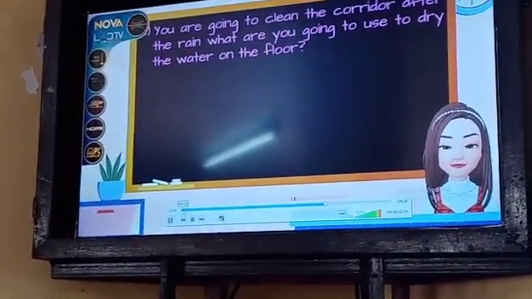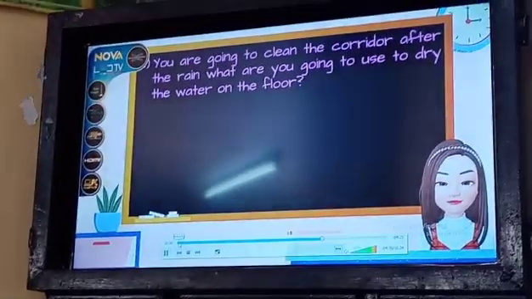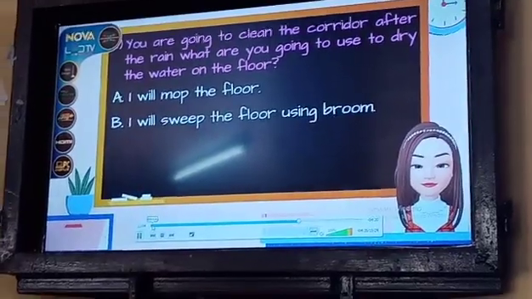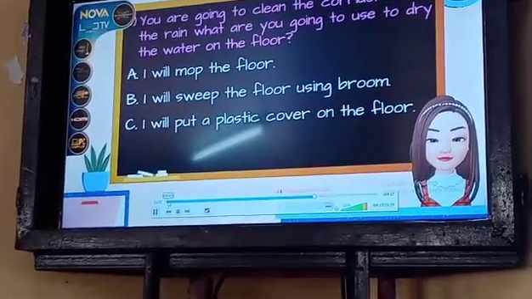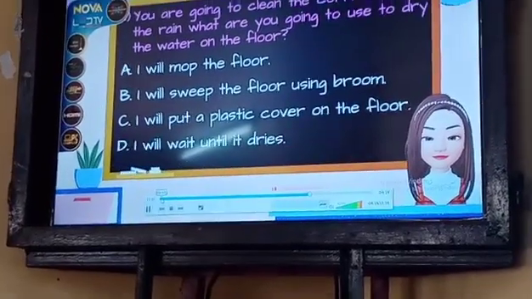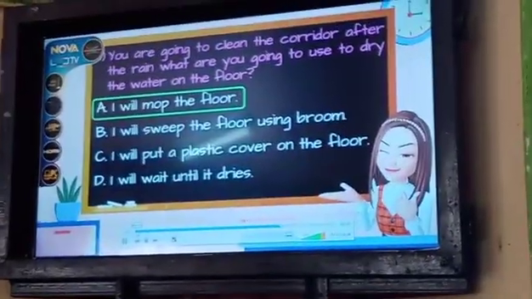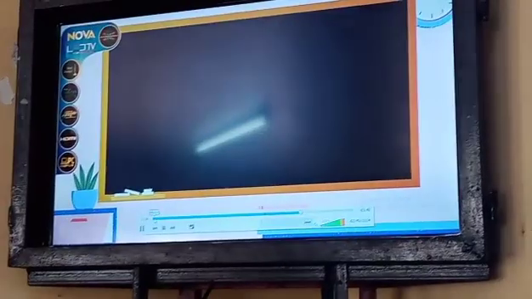Number 2, you're going to clean the corridor after the rain. What are you going to use to dry the water on the floor? A. I will mop the floor. B. I will sweep the floor using a broom. C. I will put a plastic cover on the floor. D. I will wait until it dries. So you're given 10 seconds to answer. Okay, so the correct answer is letter A. I will mop the floor.